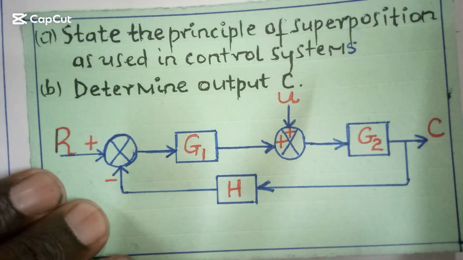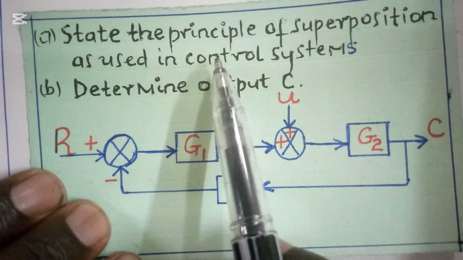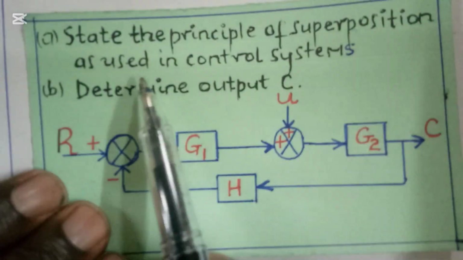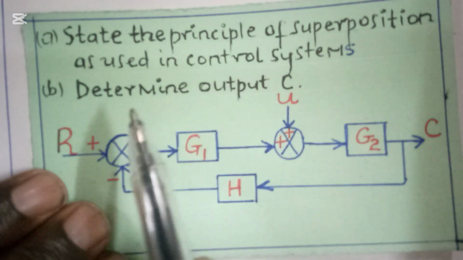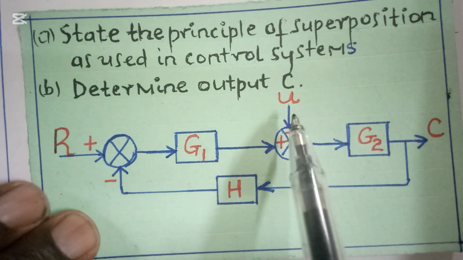Let's do this problem. I read it first. State the principle of superposition as used in control systems. Then determine the output C.